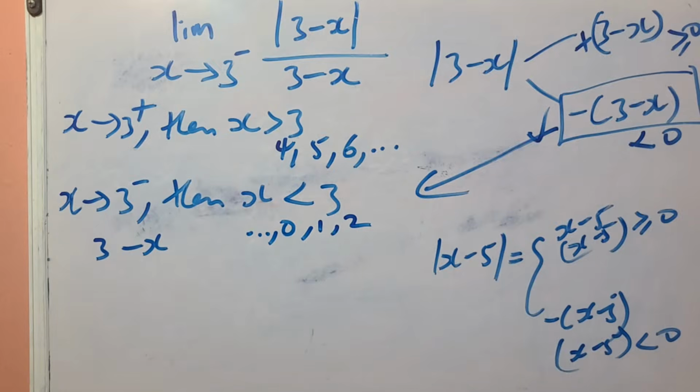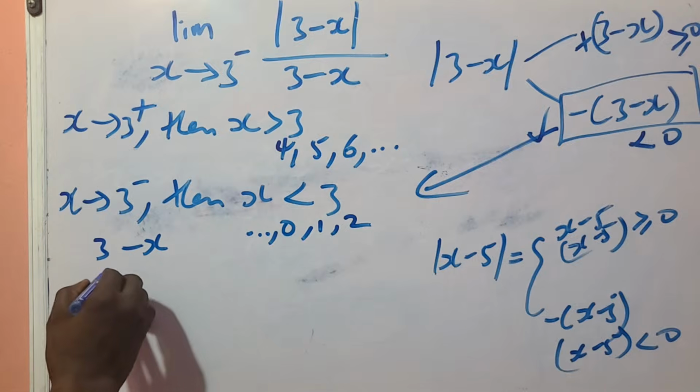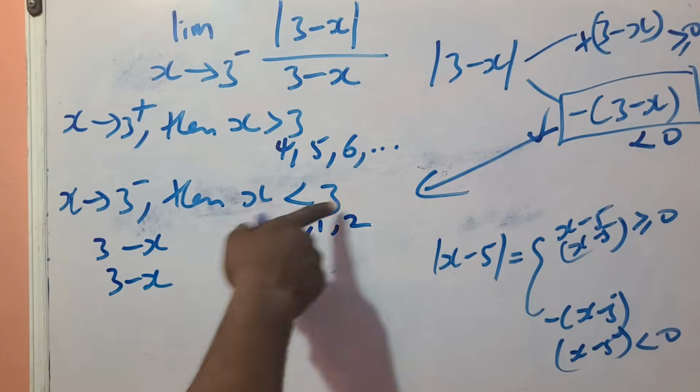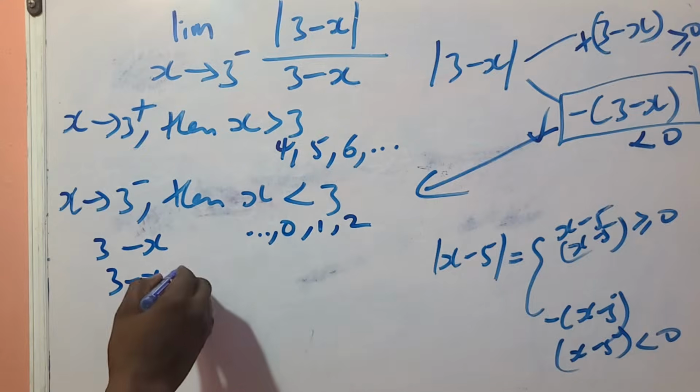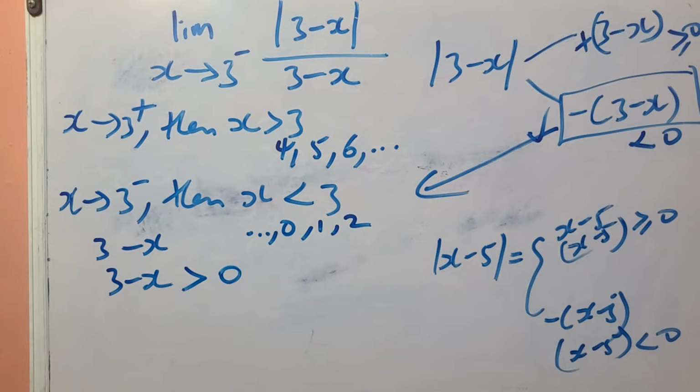Now, fixing 2, for instance, here. When you put in 3 minus 2, we have 1 as our result. 3 minus 2 is 1, and 1 is greater than 0. So that means 3 minus x, from x being less than 3, will always be greater than 0. All right?